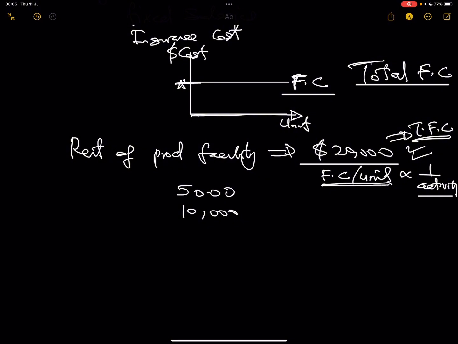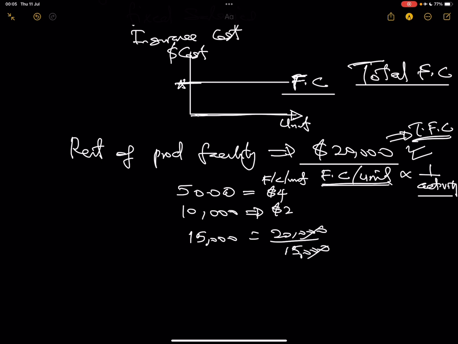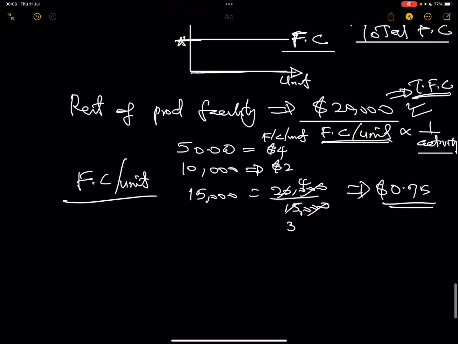And let's look at this. At 5,000, fixed cost per unit is 20,000 over 5,000, that is $4. Whereas when the activity increases to 10,000, it becomes $2. If you increase the activities again to 15,000, it becomes 20,000 divided by 15,000. And that becomes 1.33. You can see how fixed cost per unit is decreasing based on increasing level of activity.